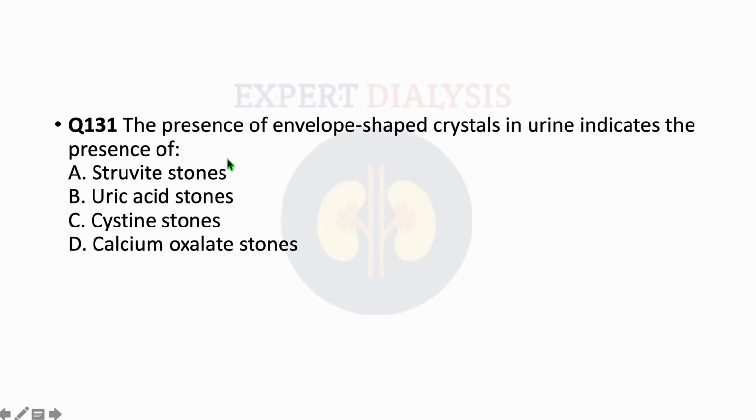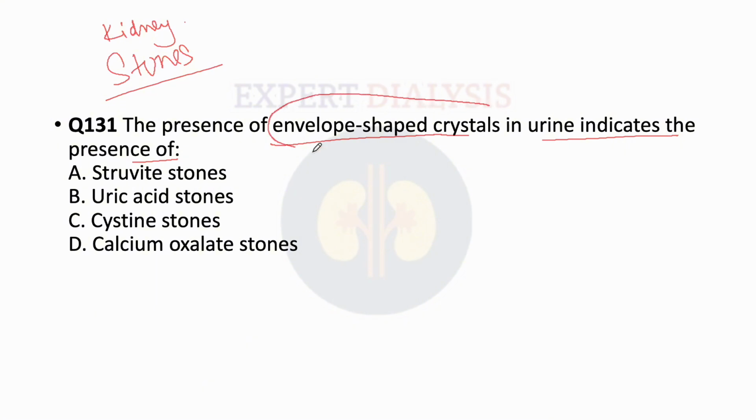Question 1 says, the presence of envelope shaped crystals in urine indicates the presence of. This question is from the topic kidney stones, and they are asking about the shape of the crystals, specifically envelope shaped crystals. Option A is struvite, option B is uric acid, option C is cystine, and option D is calcium oxalate stone. If you know the shapes, you will be able to easily identify it.